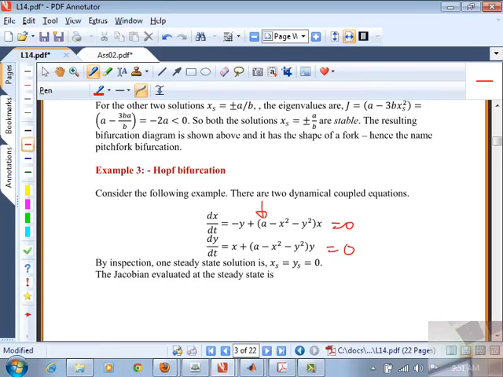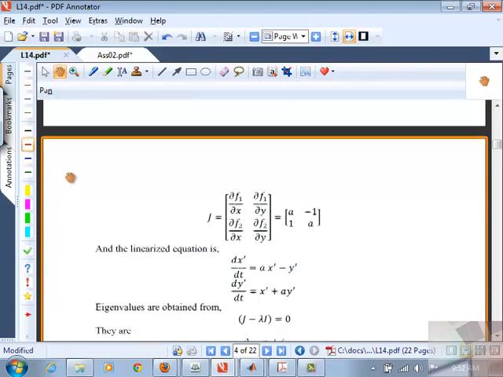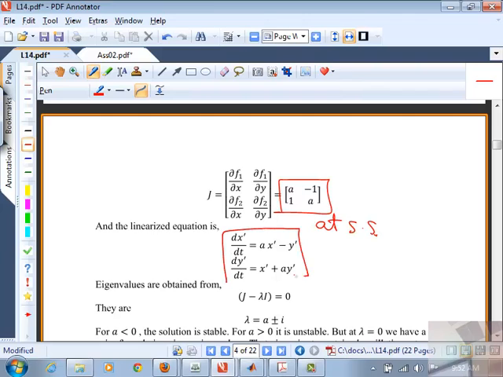So we need to evaluate the Jacobian at the steady state. The steady state is this. Okay, the Jacobian of a 2 by 2 system, and then look at how that Jacobian behaves. Okay, so the Jacobian is nothing but df, the first function with respect to x, first function with respect to y. Take those derivatives and put xs ys equal to 0, and you will get the Jacobian at the steady state to be this.